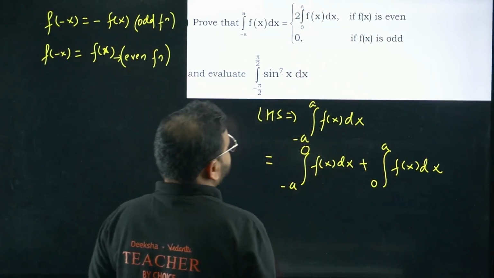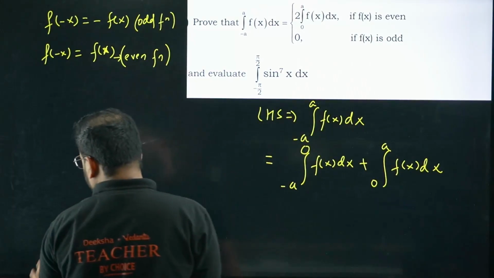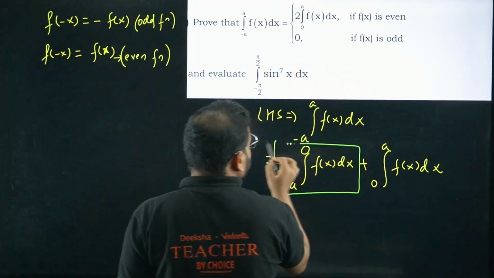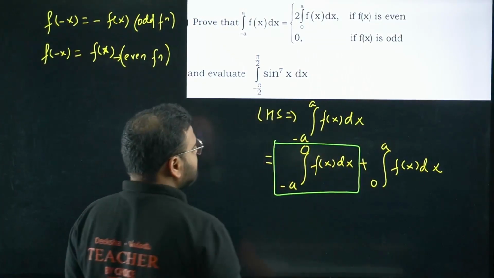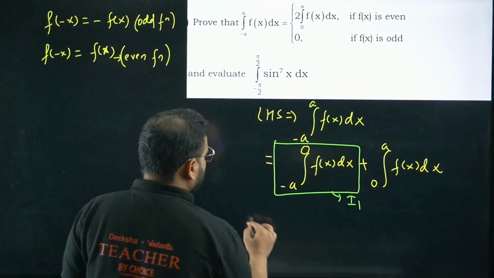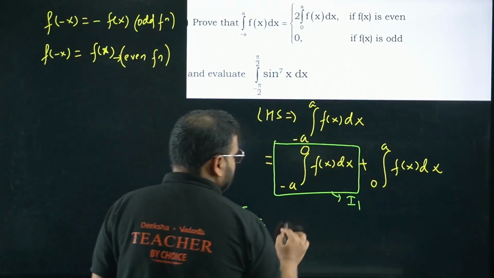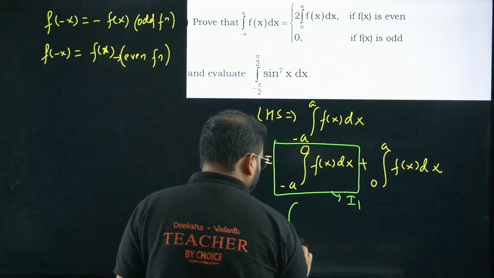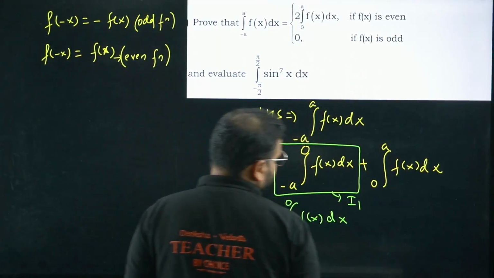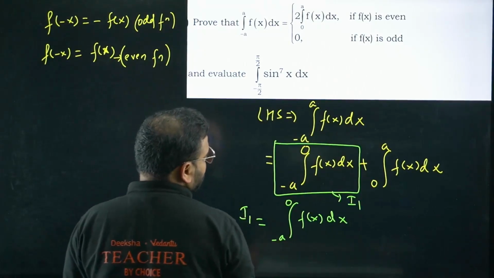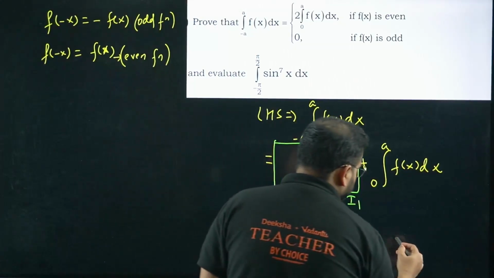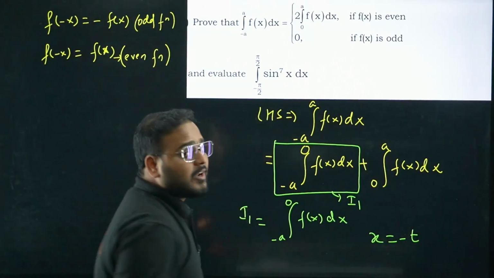Okay, great, sir. Now I'll take only the first part of this right hand side. Only this part I'll take. Let me write this as integration part 1. So my I1 so far is the same thing, integral from minus a to 0 of f of x dx. Now I'm going to take this x as minus t, please check.